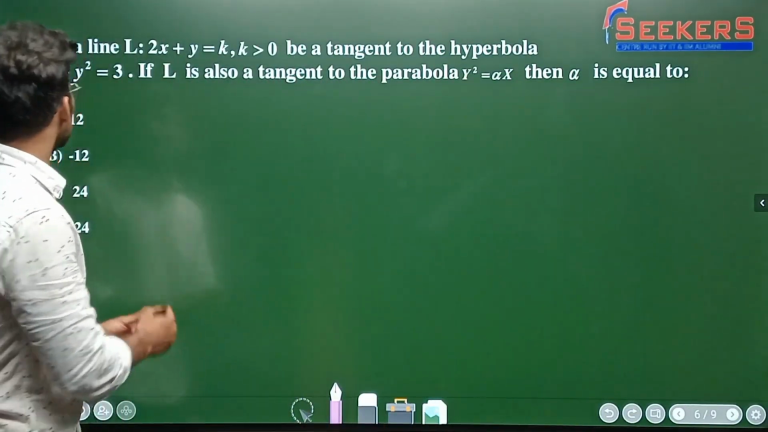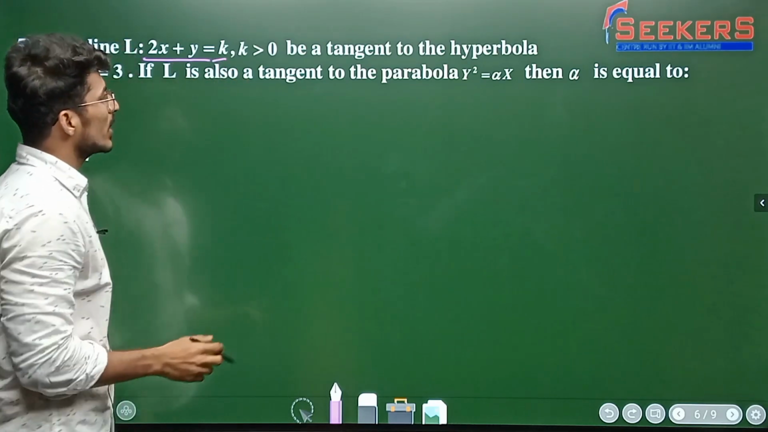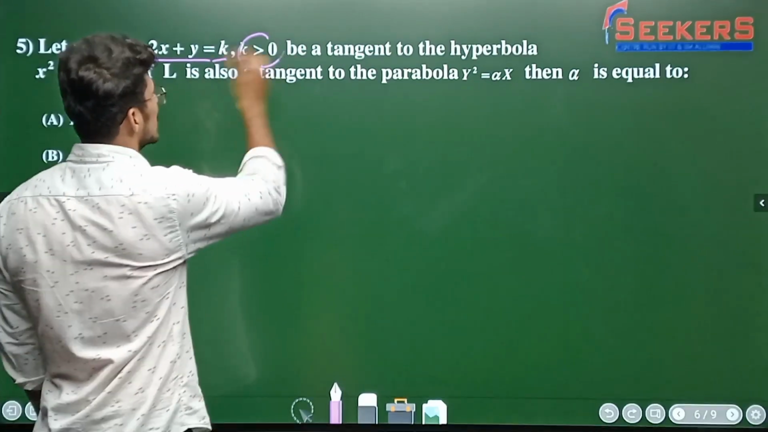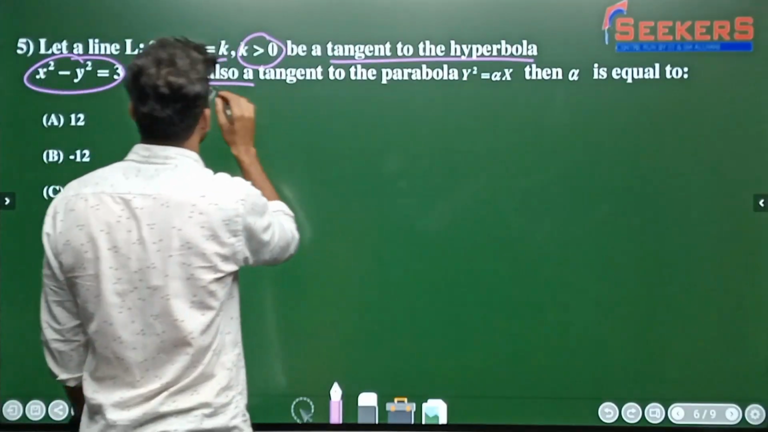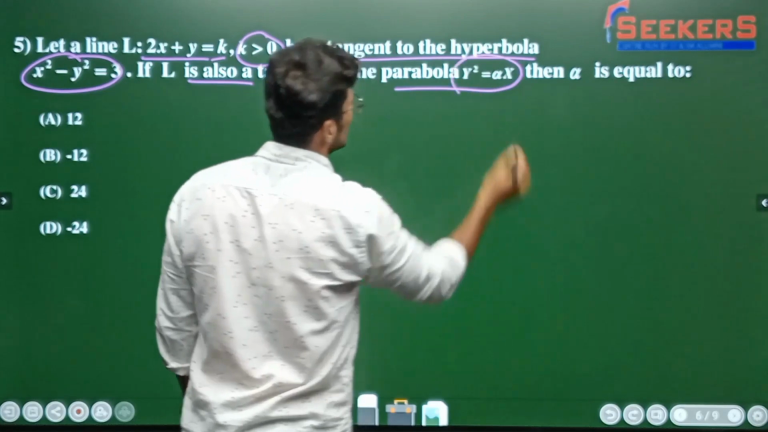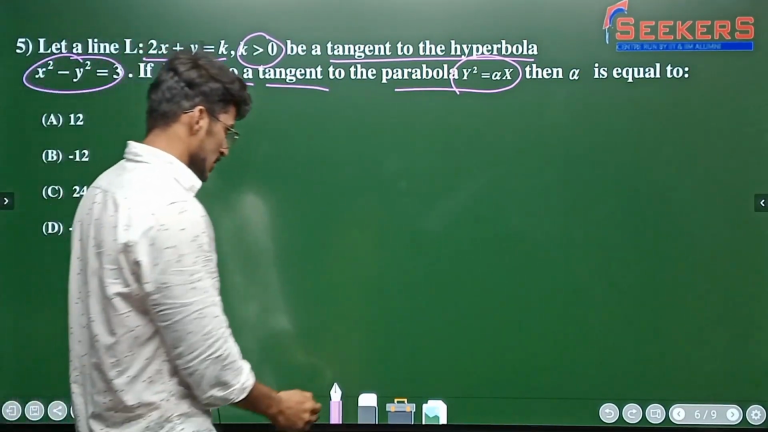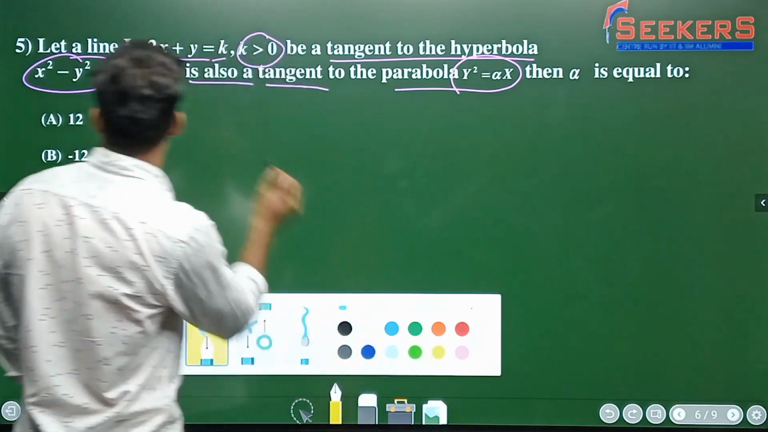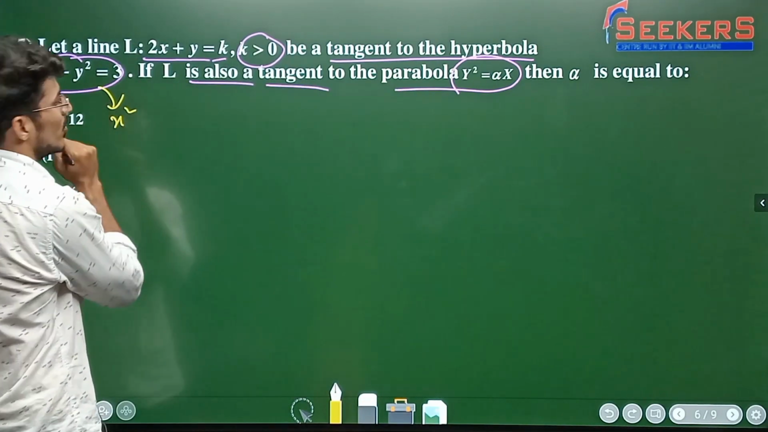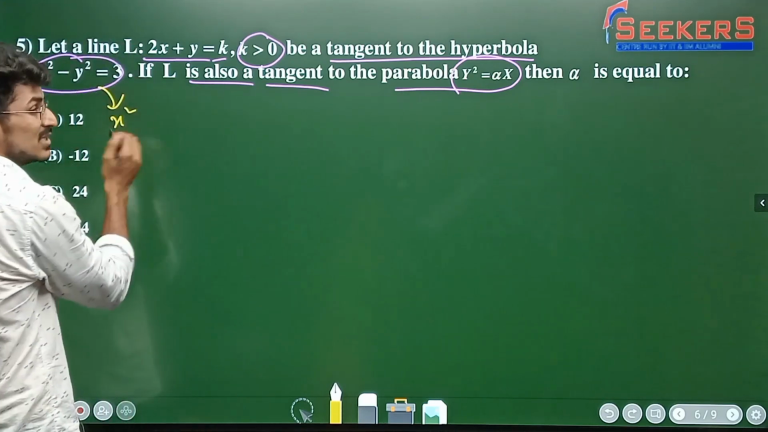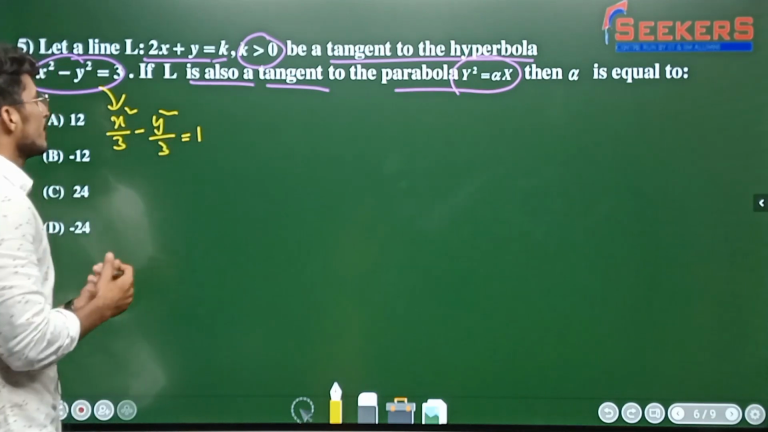So the next question is what? Let line L, 2x plus y is equal to k, where k is greater than 0 given, be a tangent to the hyperbola. If L is also tangent to the parabola y square is equal to alpha x, then alpha is equal to dash. See, for example, here, so if I write x square by what? This is a hyperbola given. So then what should I do? I should just divide by 3 on both sides. So 3 minus 1 equal to 1, right?